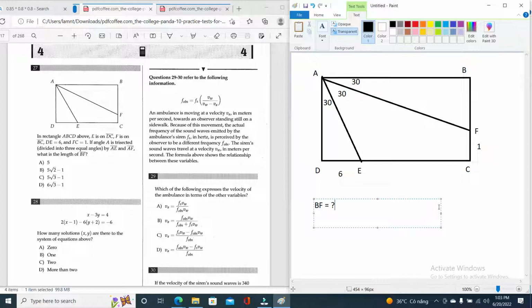Okay, so now we know that BF is equal to BC minus FC, which is BC minus 1. So in order to find BF, we have to find BC, right? But on the other hand, we also know that BC is equal to AD, right?